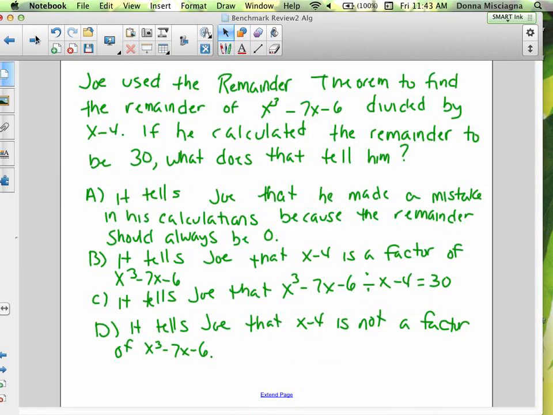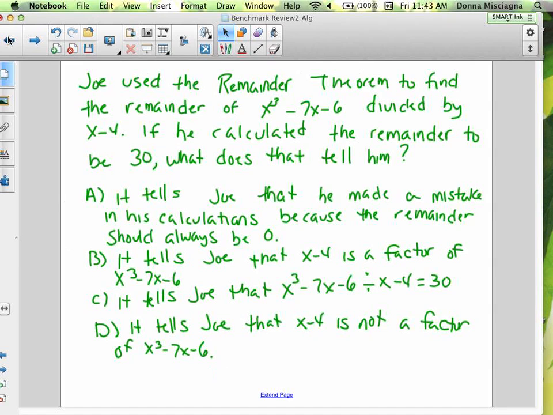All right, so this one's a multiple choice question. Joe used the remainder theorem to find the remainder of x cubed minus 7x minus 6 divided by x minus 4. If he calculated the remainder to be 30, what does that tell him? A, it tells Joe that he made a mistake in his calculations because the remainder should always be 0.